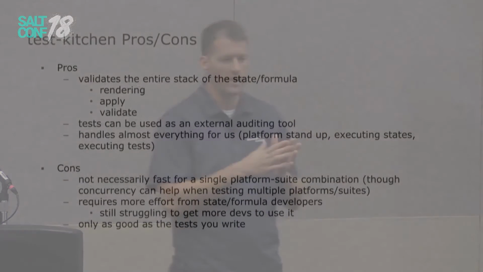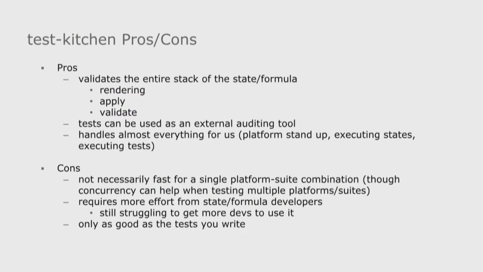Okay, so pros and cons of Test Kitchen. The biggest pro is it validates the state end-to-end. So it's going to check rendering, because if it can't render, then it can't apply the state. It's going to check that it applies with no errors, and then whatever tests you write to validate it, it's going to check those.